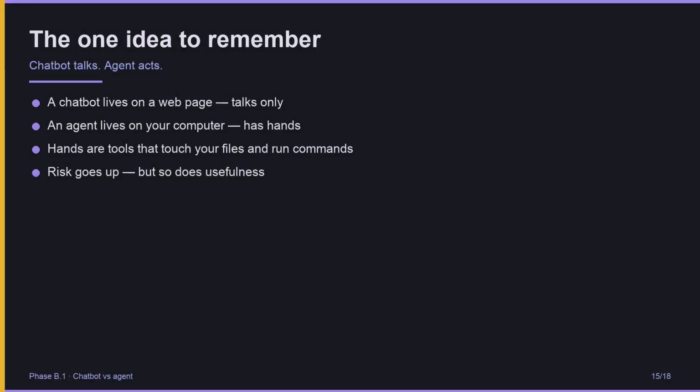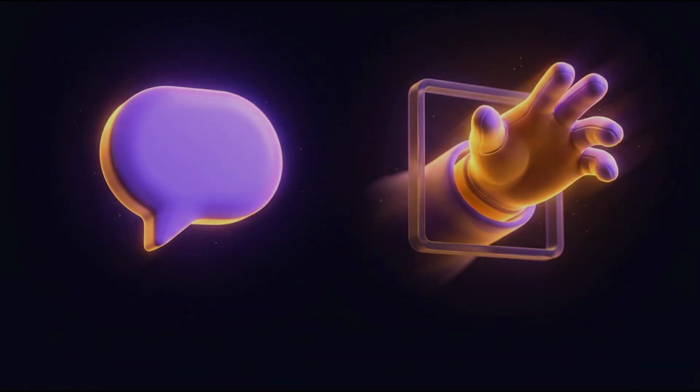If you remember one idea from this lesson, remember this. A chatbot talks. An agent acts. A chatbot lives on a web page and can only respond. An agent lives on your computer and has hands, tools that touch your files, run commands, look things up. The risk goes up, real changes to real files. But so does the usefulness, enormously. Everything in the rest of this course builds on this one idea. A chatbot talks. An agent acts. Hold this, and the rest of the course clicks into place.